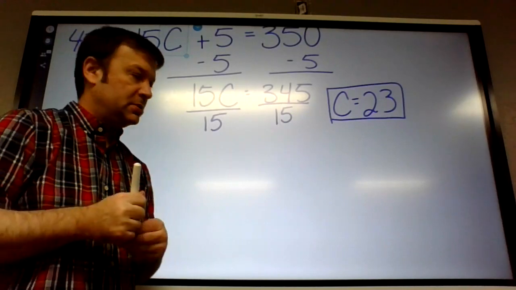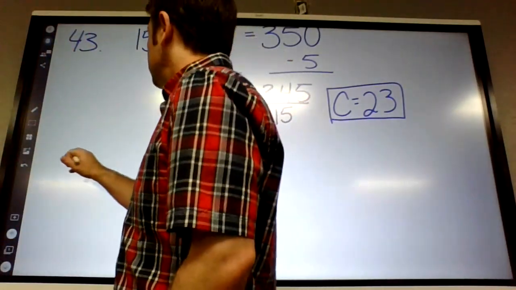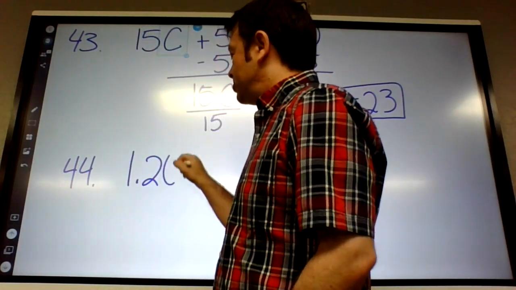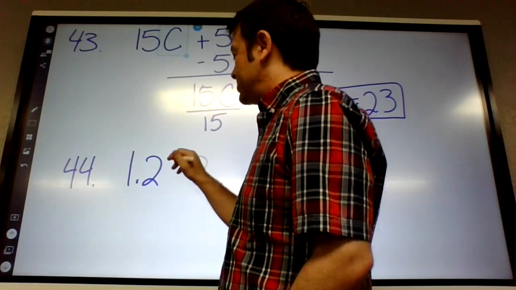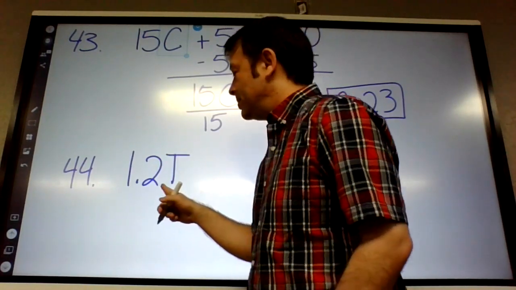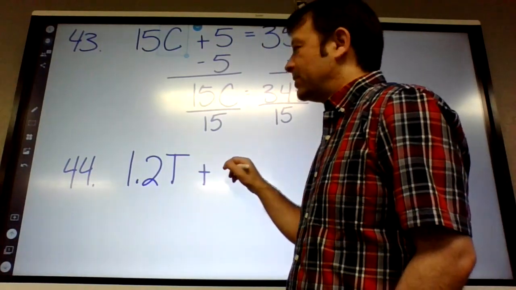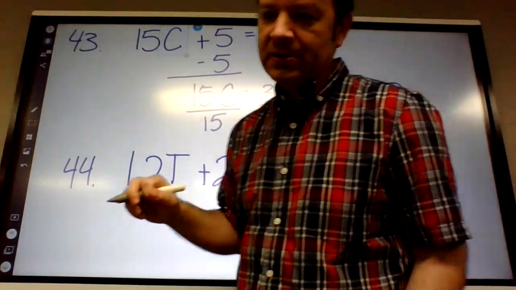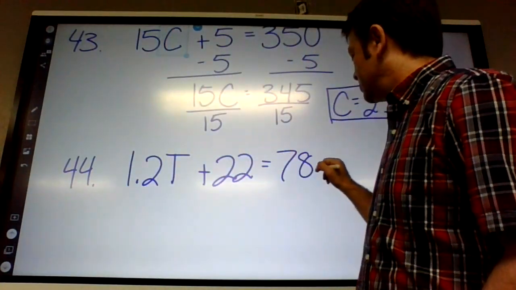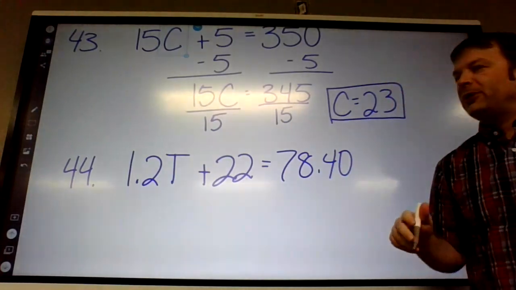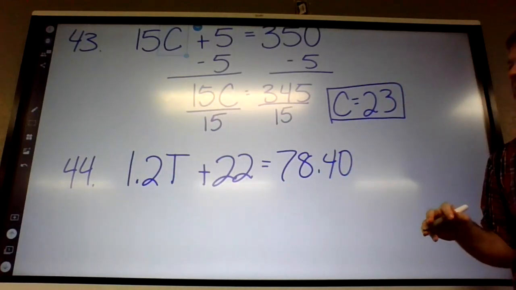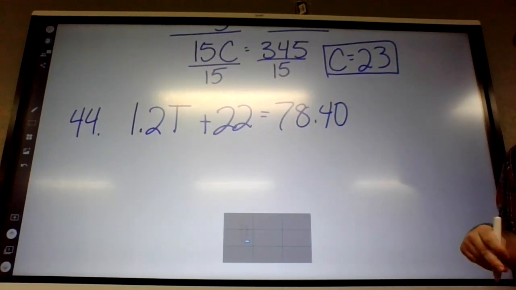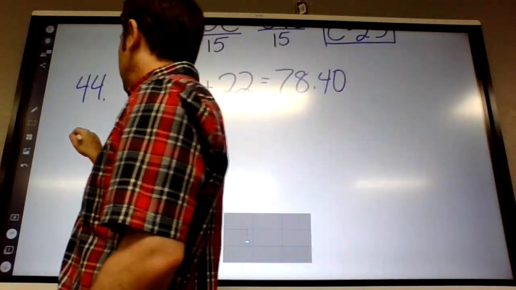Yeah, James. Would you do 1.2t plus 22 equals 78.40? Yeah. Now, $1.20 times T is the same thing as 1.2 times T, that's what he said, plus 22 equals 78.40. Okay. And I will probably put a couple word problems on the test, just to let you know. It'll probably be something like this. I'm not going to solve that one since that's even.